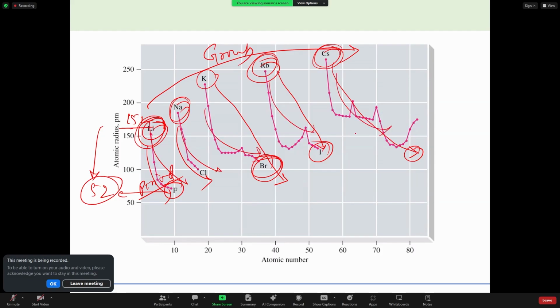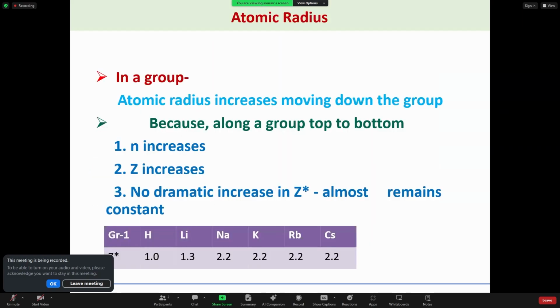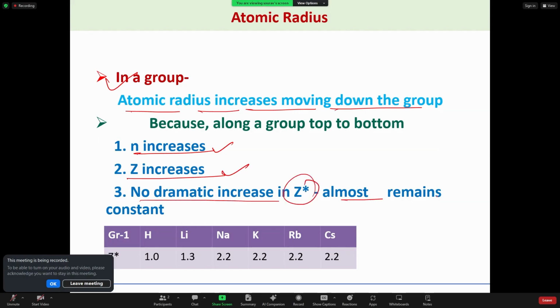Now the group trend. If you look at lithium to sodium, sodium to potassium, rubidium and cesium, the atomic radius increases because the principal quantum number's value increases. So this is the trend. In this group, the atomic radius increases moving down the group because n increases, Z also increases, but there is no dramatic increase in Z star. It almost remains the same. This is the Z star value.